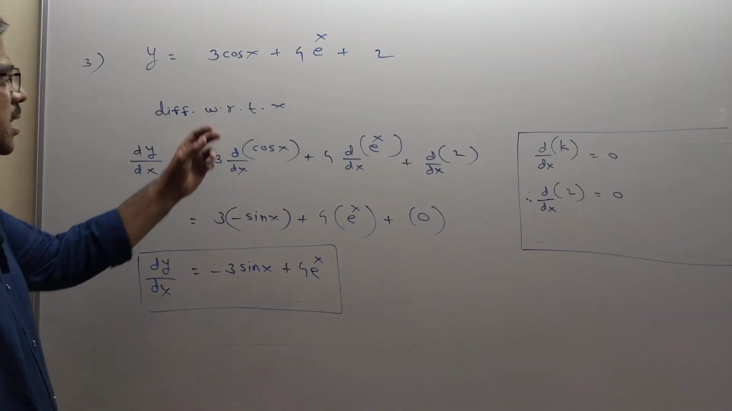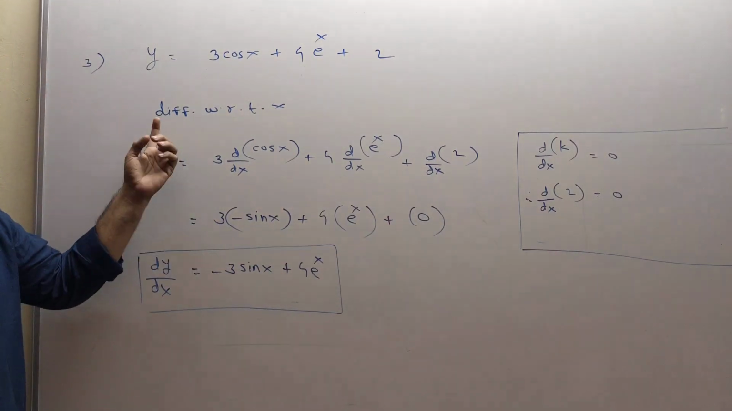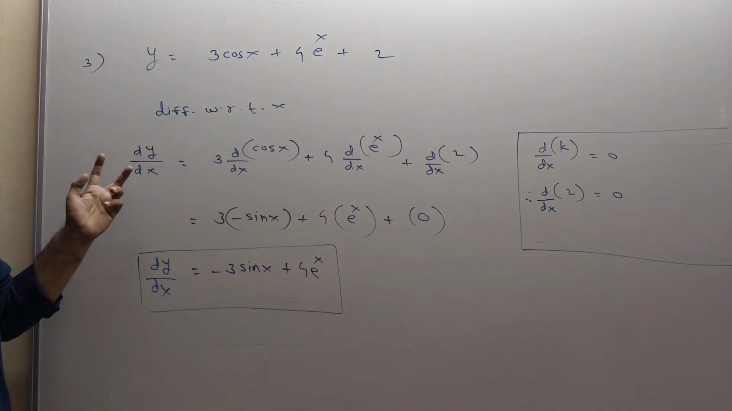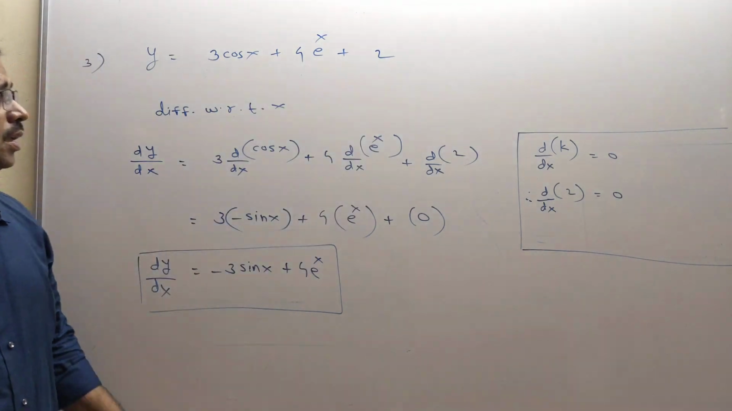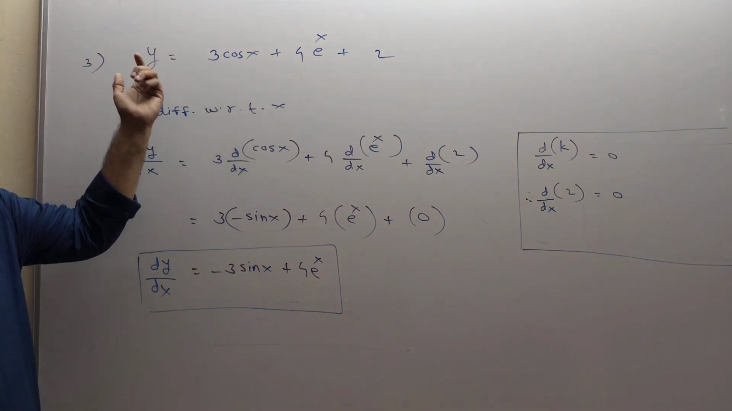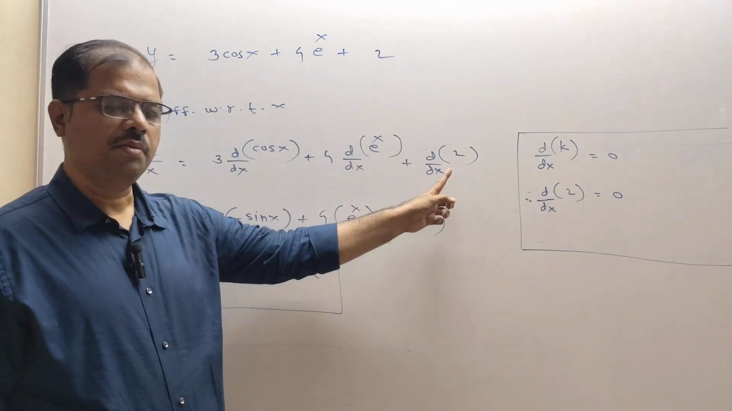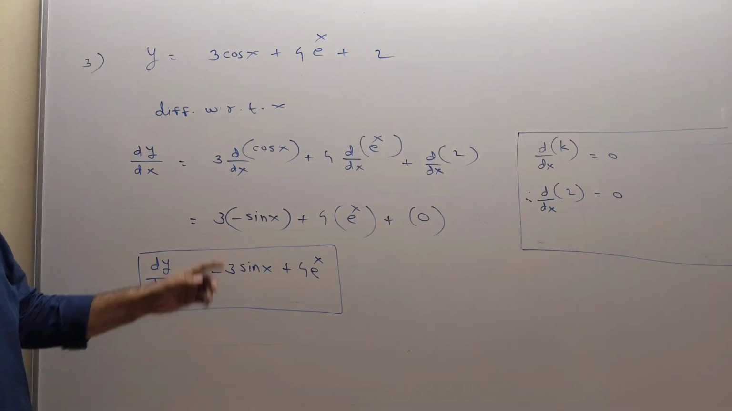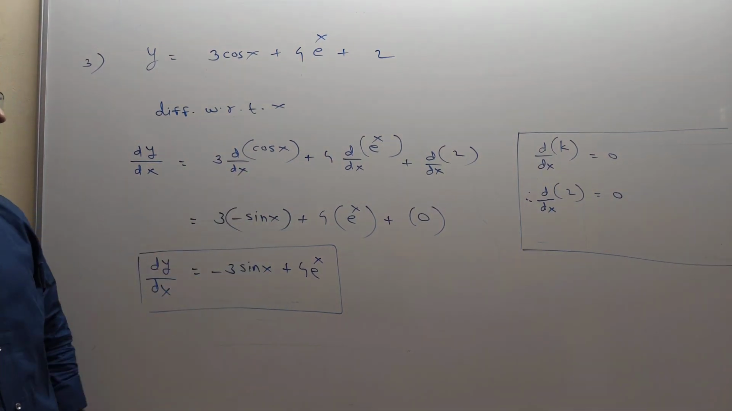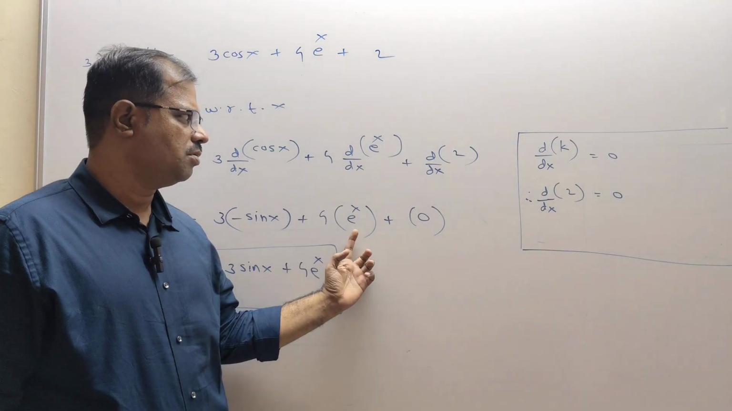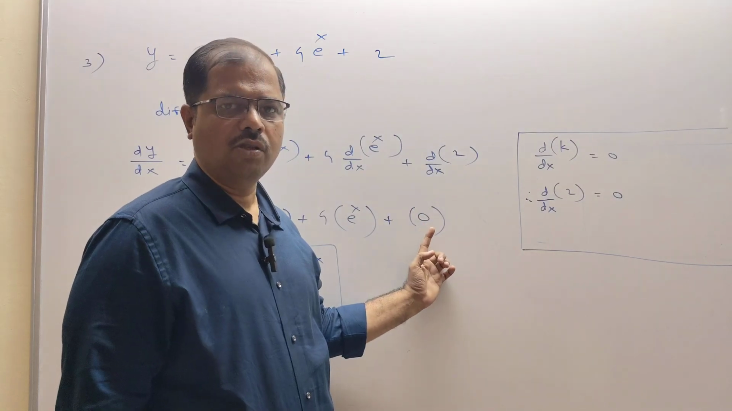Third problem is y is equal to 3 cos x plus 4 e raised to x plus 2. Now differentiate with respect to x. Derivative of y with respect to x, dy by dx. There is an addition between three terms. Derivative is separable. 3 taking outside, d by dx of cos x, 4 outside, d by dx of e raised to x plus d by dx of constant, that is 2. Derivative of cos x is minus sin x. Derivative of e raised to x is e raised to x. Derivative of constant is equal to 0.